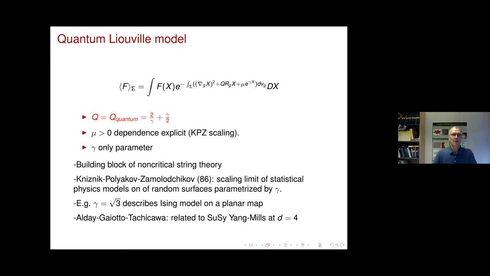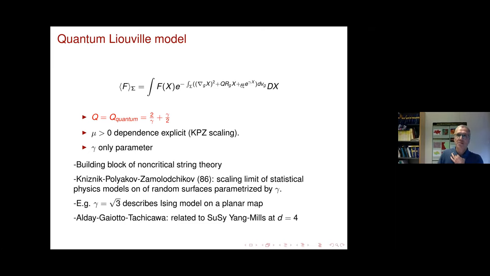Okay, so that's the quantum Liouville model. We are supposed to try to understand this functional integral where we have some observable and we want to evaluate its expected value in this functional integral, where you weight field configurations by that kind of action function. What happens here is that, like in the classical case, in this quantum case the Q depends on gamma. It's not the classical value, but it's renormalized a little bit, but still it depends on this number gamma here.